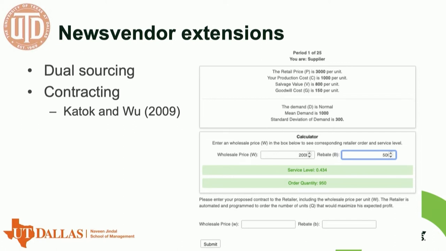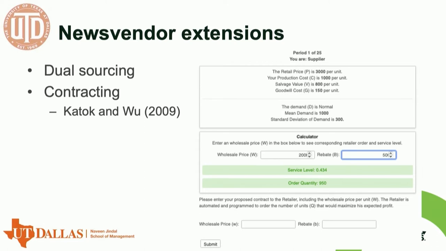And so if they understand the critical ratio and what it means, a lot of them can figure out what the optimal order is in the dual sourcing. So another extension is for contracting, right?